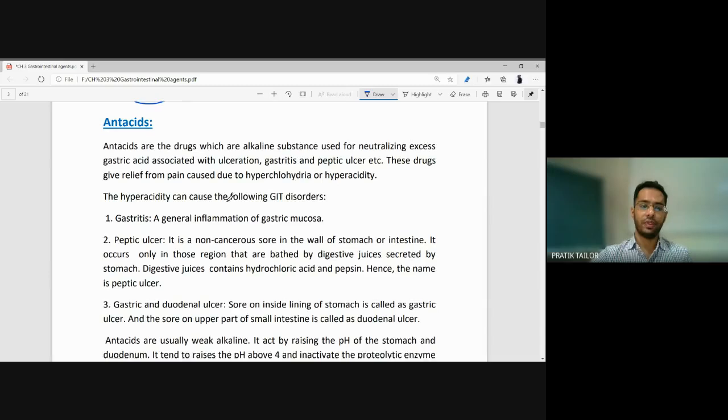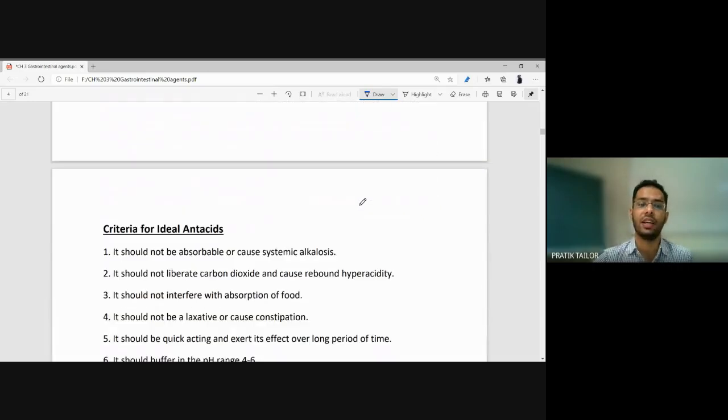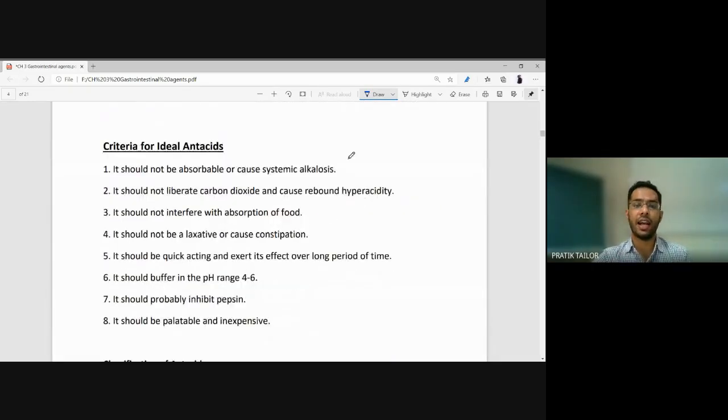So these antacids are usually weak alkaline substances. They raise the pH of the stomach and neutralize the excess gastric acid. Then we have the ideal characteristics of antacids.